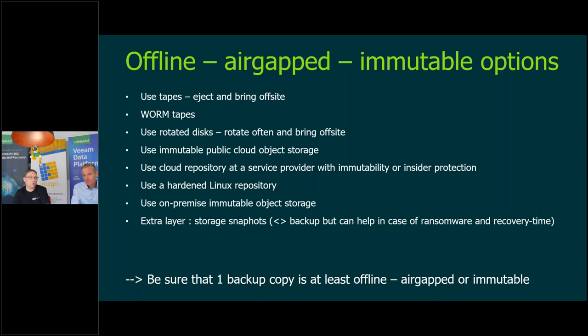Worm tapes are also an option. Use rotating disks in the SMB market. That is very often used because of the low price. You can use it more or less in the same way as you are using tapes, but with the advantage that you are not depending on a tape drive. You plug it into your laptop and you can recover your Veeam data if you want to.